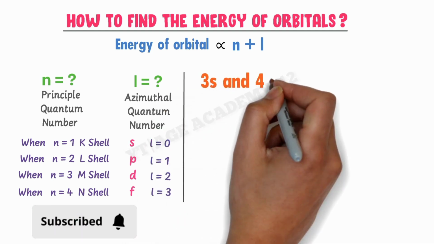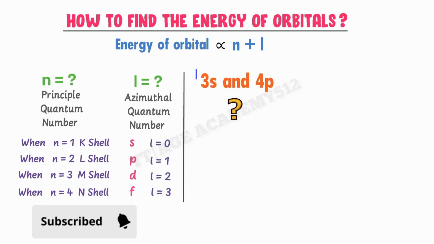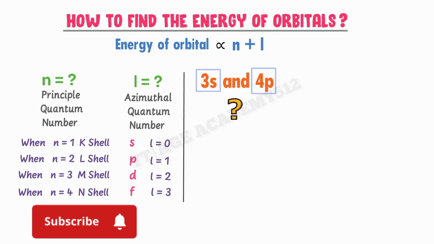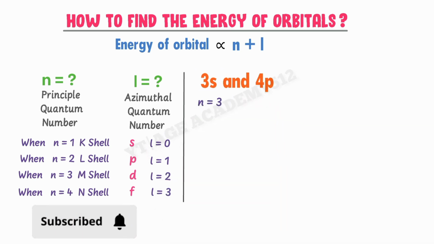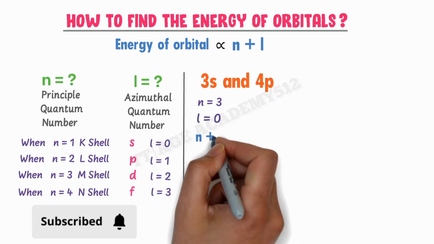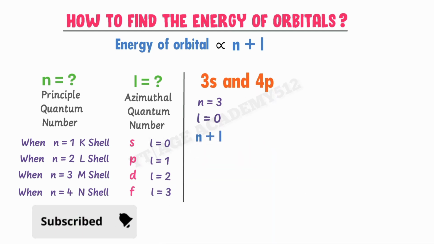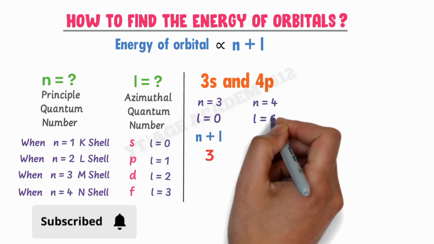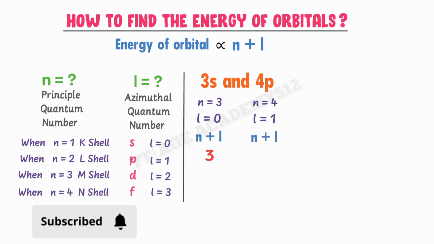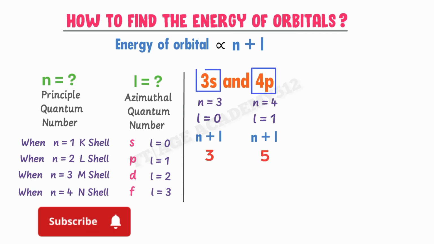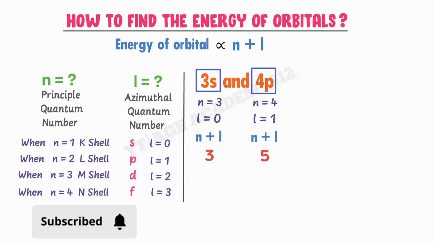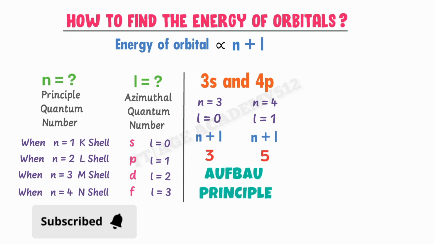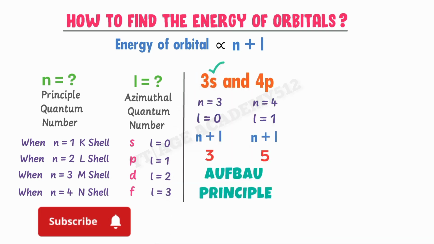Now consider 3s and 4p. Which orbital has more energy, 3s or 4p? Well, in case of 3s, n is equal to 3. For s, L is equal to 0. So n plus L is equal to 3 plus 0 and we get 3. In case of 4p, n is equal to 4. For p, L is equal to 1. So n plus L is equal to 4 plus 1 and we get 5. Thus 4p has more energy than 3s because the n plus L value of 4p is greater than 3s. Therefore, according to AUFBAU principle, electrons will firstly fill the 3s orbital due to having lower energy.